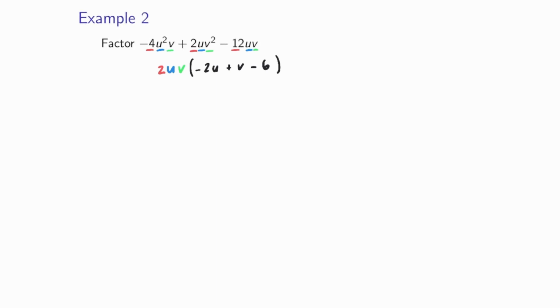Now, instead of factoring out 2uv, I could have also factored out negative 2uv, okay? And all that does is change all of the signs. So instead of having negative 2u for the first term, we would simply have 2u, then we would have minus v plus 6, right? If we factor out that negative 1 there, it just changes all of the signs. And that's it. And again, feel free to check your work, simply redistribute that GCF back to each term to get the original expression. All right, here's our last example.